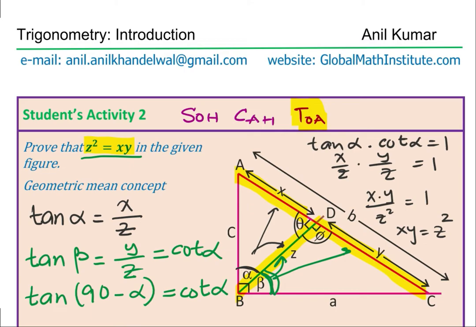Just by looking at one corner, which is being divided into two angles alpha and beta, we could prove a very important relation, which is also known as the geometric mean in any right triangle. The altitude is equal to the square root of the product of the lengths of the two segments it divides, or the square of the altitude is equal to the product of these two segments.